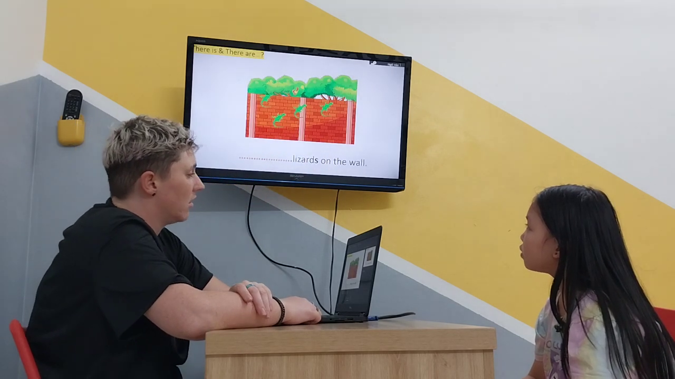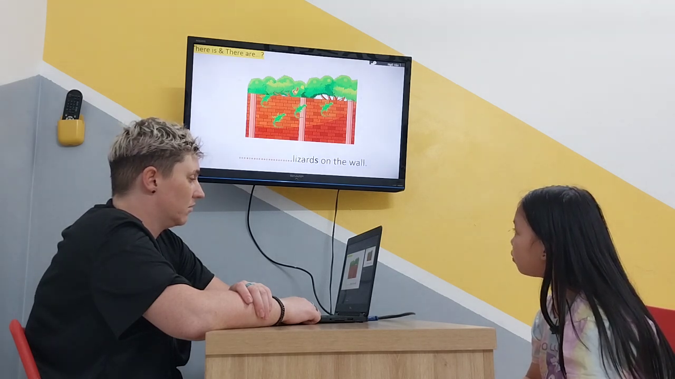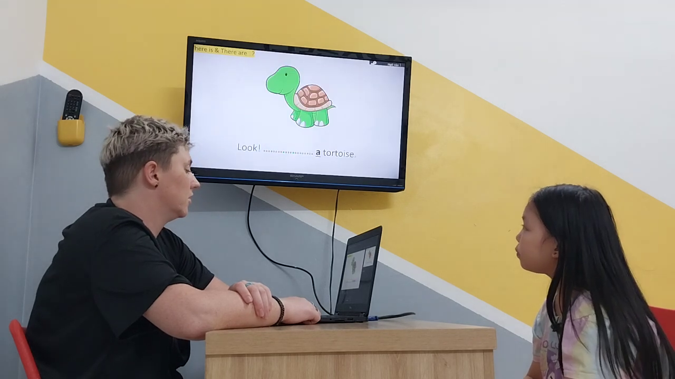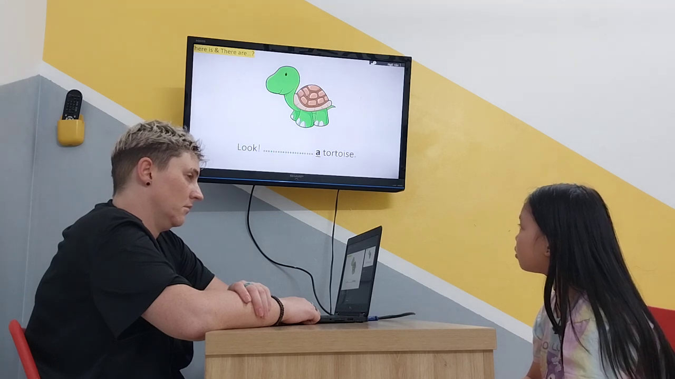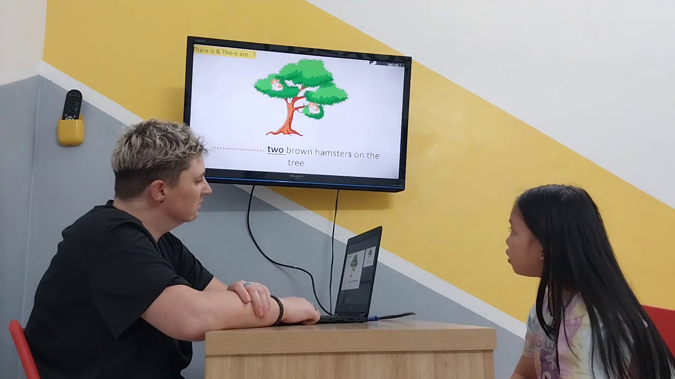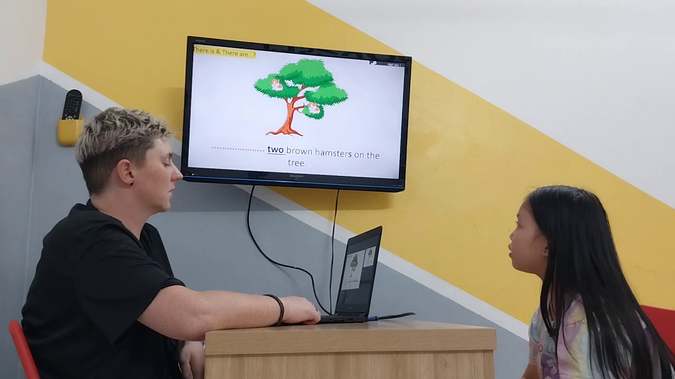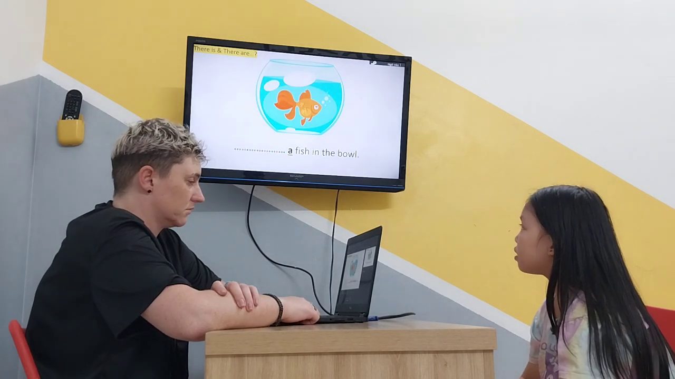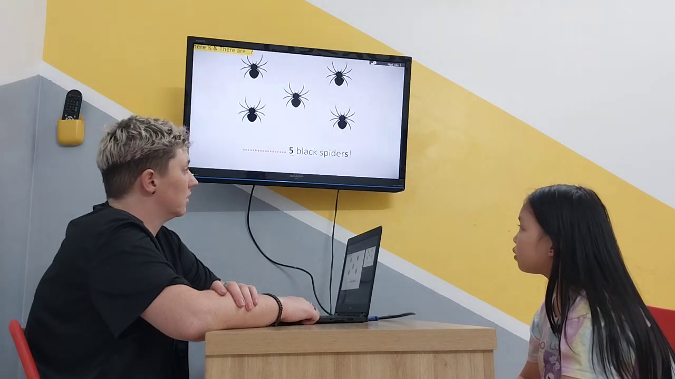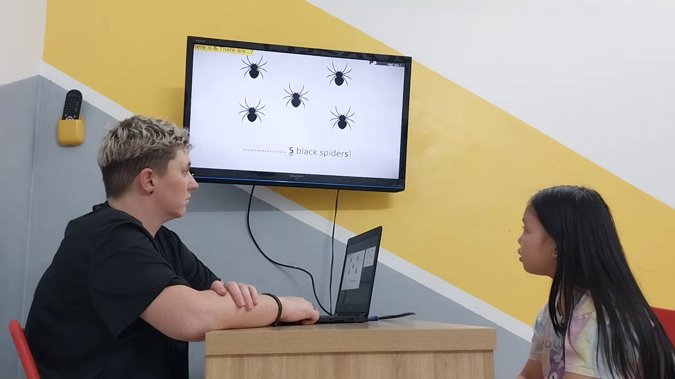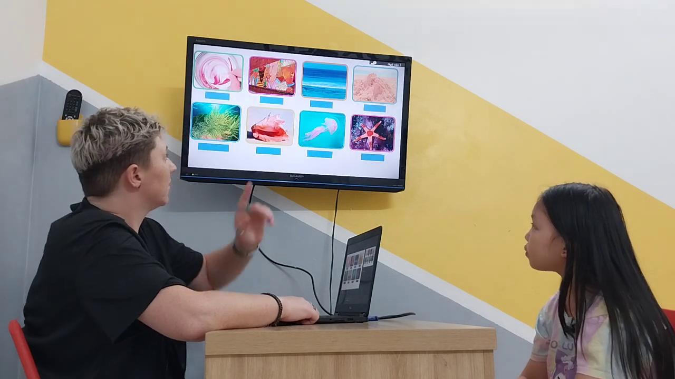Okay. Now we use there is or there are. Look at the picture. There is or there are? There are leaves on the wall. Good. This one? There's a turtle. There are two brown hamsters on the tree. Good. This one? There is a fish in the bowl. Good. This one? There are five black spiders. Good.